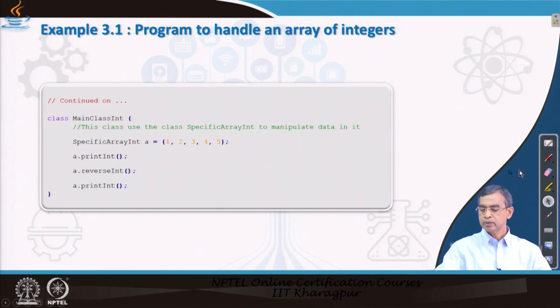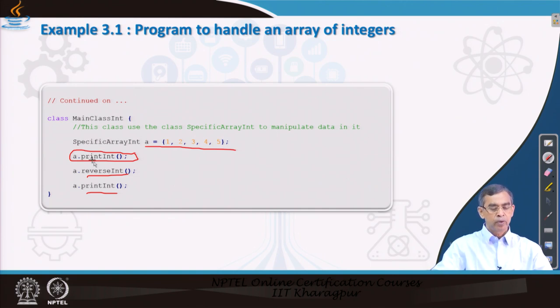Just here as we see, we declare an array A, then we call this object A for this print method to print the elements of the array A, and then this is the reversing of the elements, and then again after reversing, printing the array elements. So, here we just create an object. As we see, the object that we have created, A, is specific to an integer array basically. Now, this is for integer.